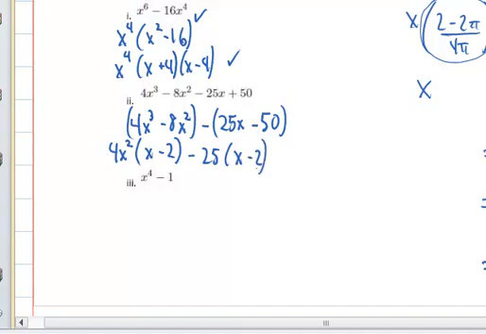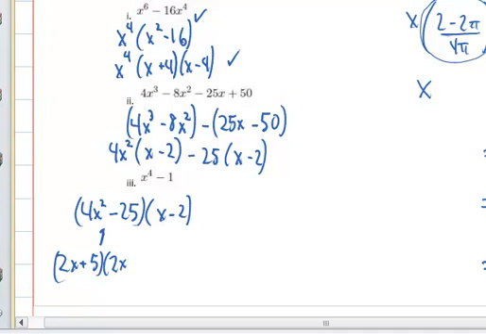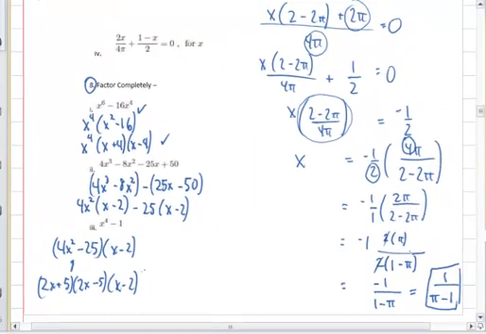And this is what textbook math is all about. We have 4x squared minus 25. And I have x minus 2. This can still be factored as 2x plus 5 and 2x minus 5 times x minus 2. So that will be the final answer there.